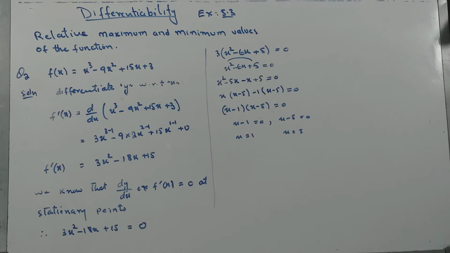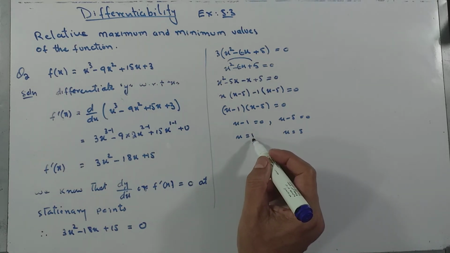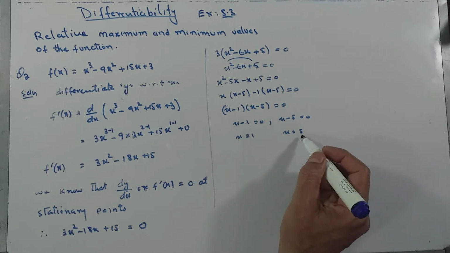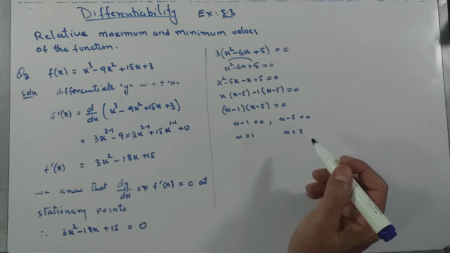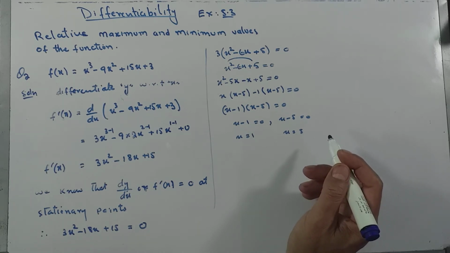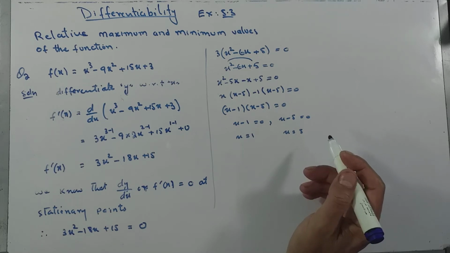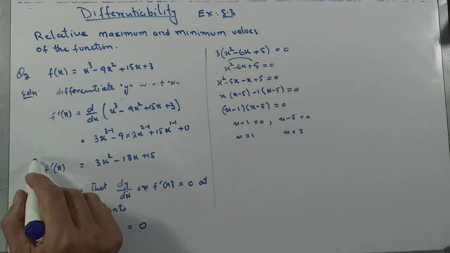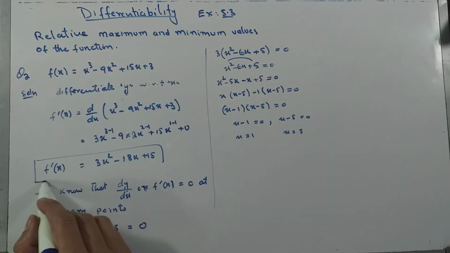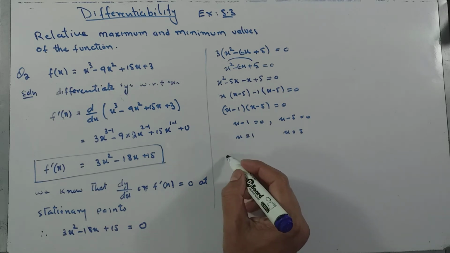Okay, we got two stationary points. One will be a maximum and the other one will be a minimum point. For the first stationary point the x coordinate is 1, and for the second stationary point the x coordinate is 5. Now, which one is the maximum point and which one is the minimum point, we need to find out by taking the second derivative of this function. We have already taken the first derivative here. Now again, take the second derivative.